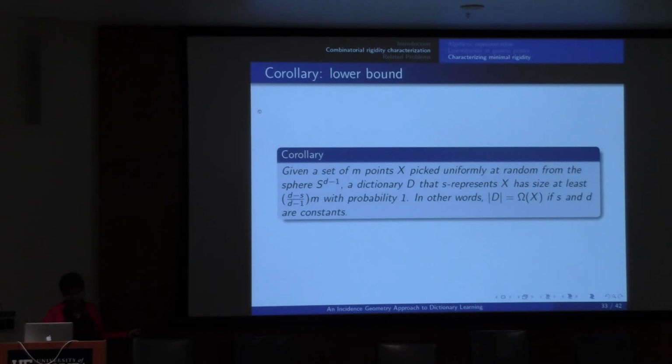So at the end of this we end up with this corollary: if you give a set of points that are picked uniformly at random on the sphere, a dictionary D that S represents has at least this much size with probability 1. So then you can ask yourself, okay, you're telling me that with random points there's no hope of really doing dictionary learning. It's a negative result, okay? So what is it that you can do?